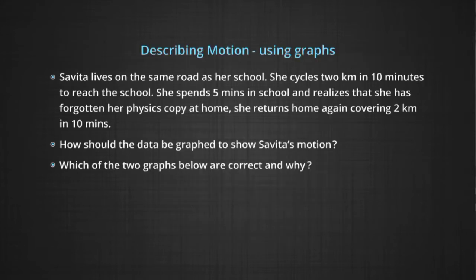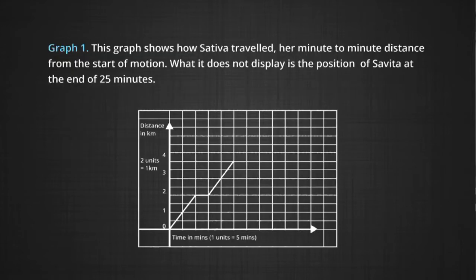Let us consider our problem again. Savita lives on the same road as her school. She cycles 2 kilometers in 10 minutes to reach the school. She spends 5 minutes in school. We will assume that she is within school, so she is not moving or having a displacement per se, and realizes that she has forgotten her physics copy at home. So, she returns home again, covering 2 kilometers in 10 minutes. In order to graph this data, let us plot.